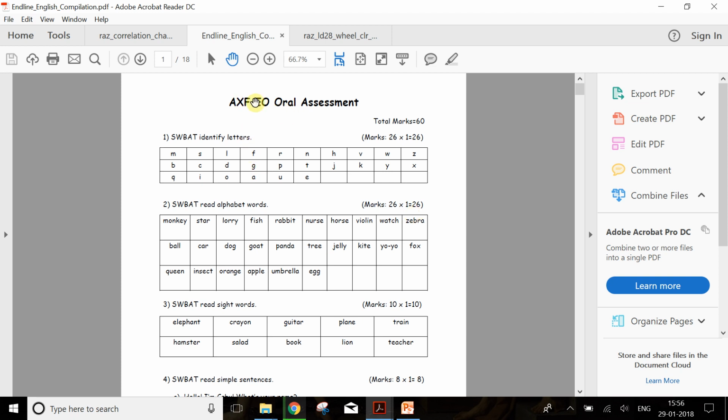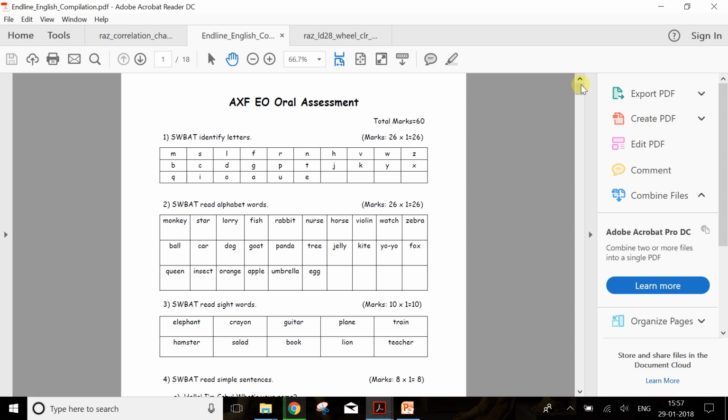So in the screen we actually have the assessment sheet of E0. So it has four parts to it. The first part, student will be able to identify letters. You call the child individually, show this assessment sheet to him, point out this letter, and the child should be able to identify that letter. So if you point out P, the child should be able to say P, or its sound is also fine. So if the child identifies one letter, it has 1 mark. So we have 26 letters, 26 marks.